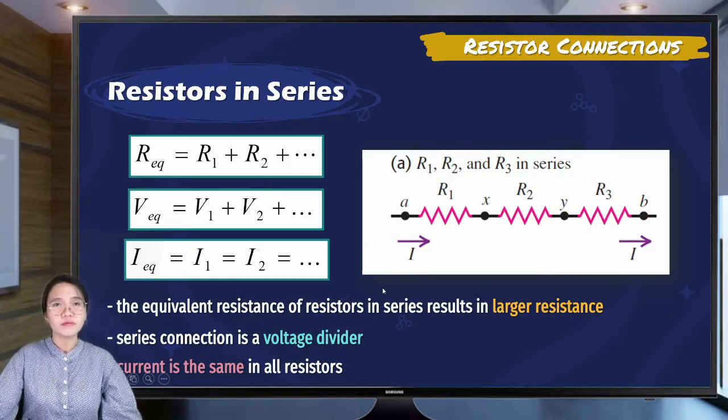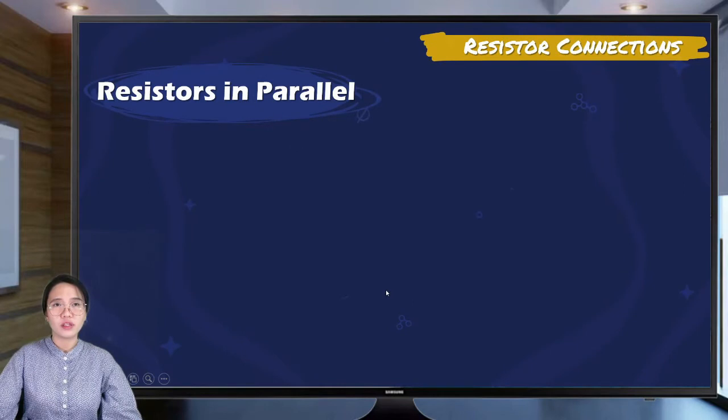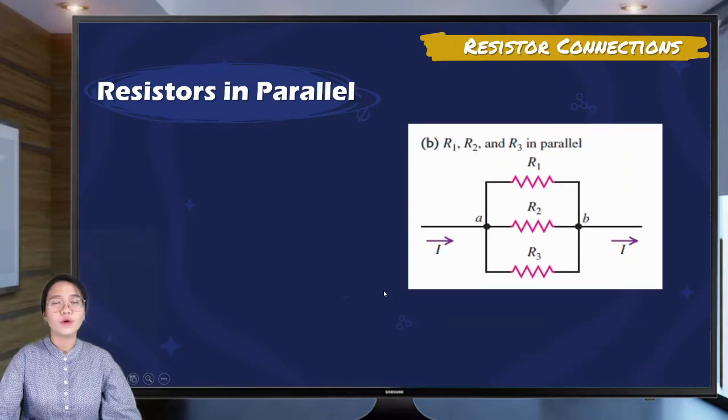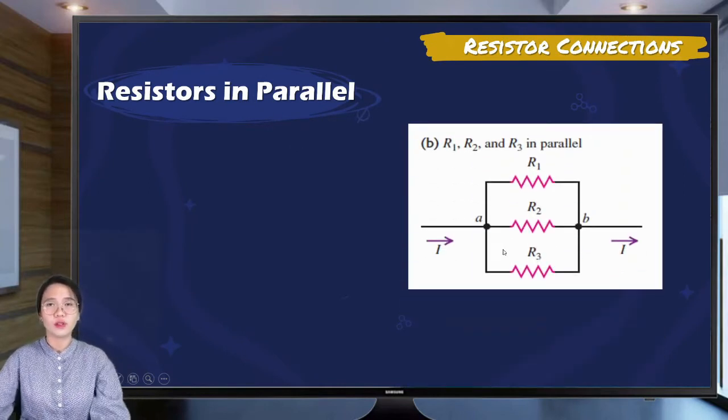Okay, so next we have the parallel connection. So in parallel connection, this is how it looks like. Each leg at the left of the resistors will be connected, and the legs of these resistors on the right side will also be connected. It has the same form as capacitors in parallel. Now just like in series, we can represent these three resistors here into one resistor with equal resistance.